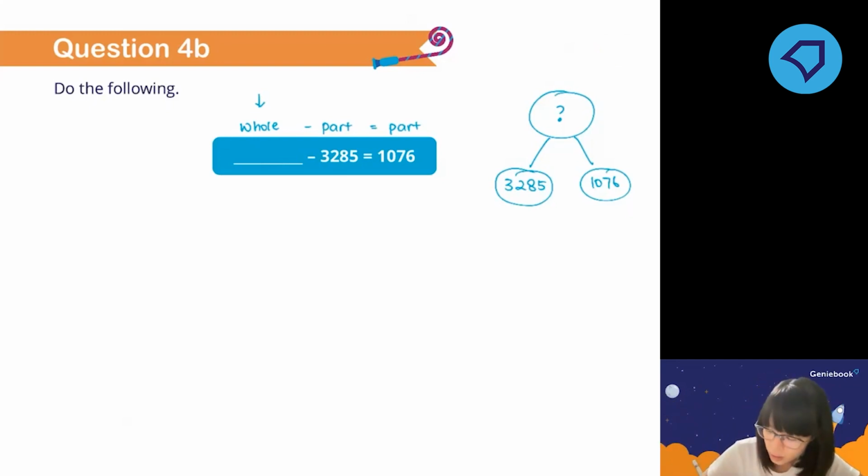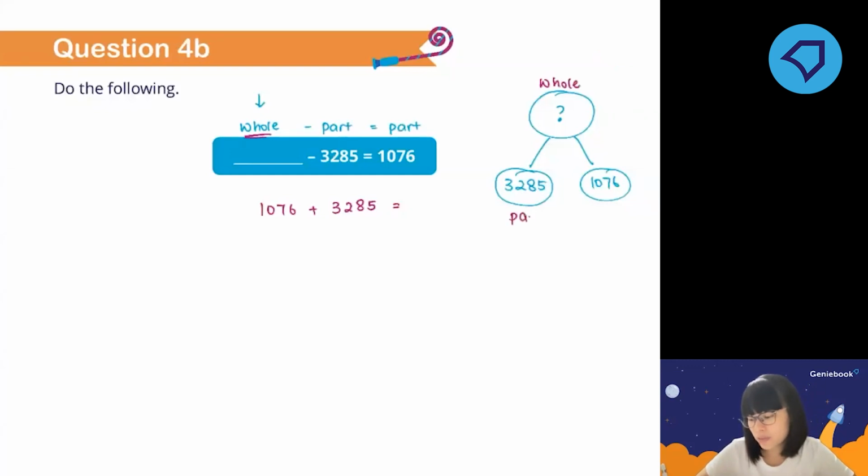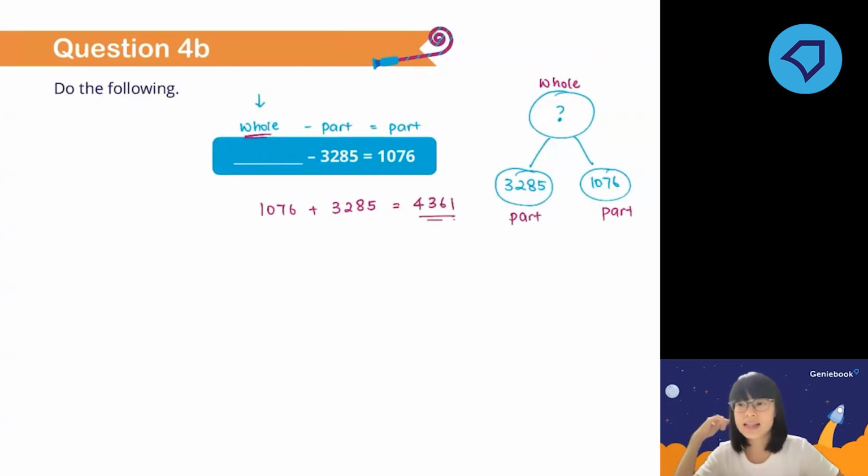So we're going to take 1,076 plus 3,285. So this is the whole, and then this is the part and the part. So in order for you to find the whole, we need to take part plus part. Yes, so the answer would be 4,361. Okay, 4,361. Please do your addition, not your subtraction.